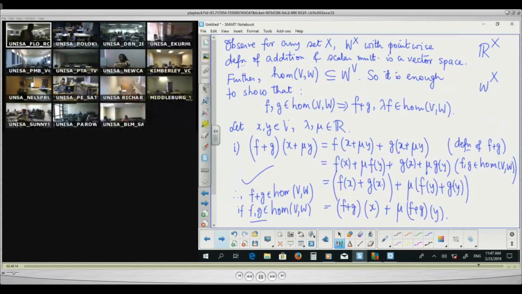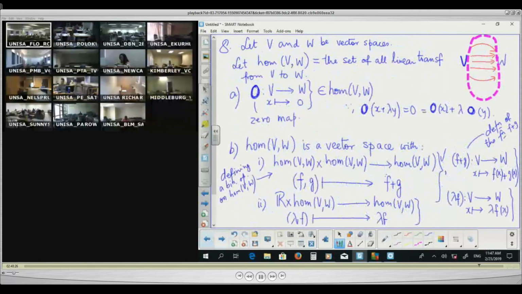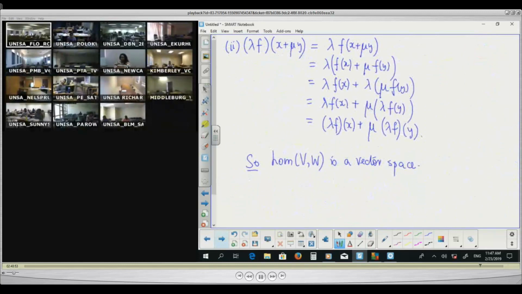Okay? Same for the scalar multiplication case. I have to show that there is a scalar multiplication on hom(V,W). That means I have to give a map from R cross this to hom(V,W). So I'm doing it. I'm saying that I shall denote this by lambda f, but this has to be a function at least. So that is the definition of this function. I'm defining lambda f as a function now, and later on I have shown over here that therefore lambda f is a valid member of hom(V,W) if f is.